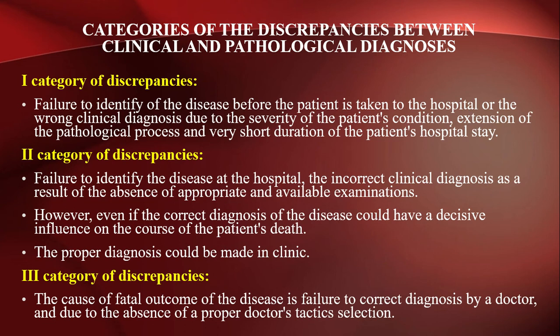However, even if the correct diagnosis of the disease could have had a decisive influence on the course of the patient's death, the proper diagnosis could be made in the clinic. Third category: the cause of the fatal outcome of the disease is failure of correct diagnosis by a doctor, and the absence of a proper selection of tactics by the medical doctor.